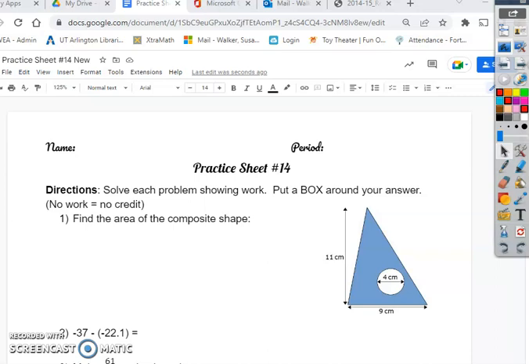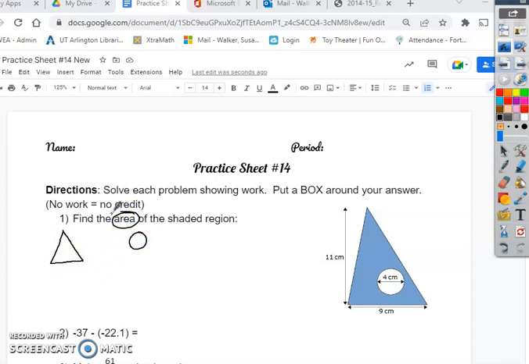Hey everyone, we are going to work on practice sheet 14. One thing you're going to notice is it says find the area of the composite shape. I'm actually going to change the wording to find the area of the shaded region. So I changed that, as you can see. So we have two shapes here. We have a triangle and we have a circle, right?